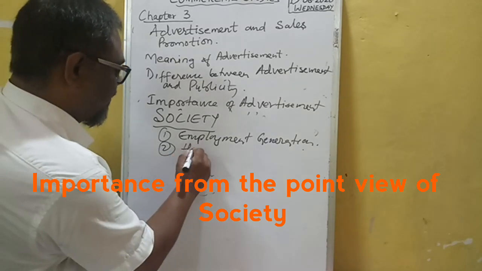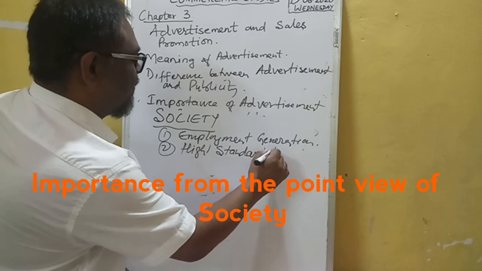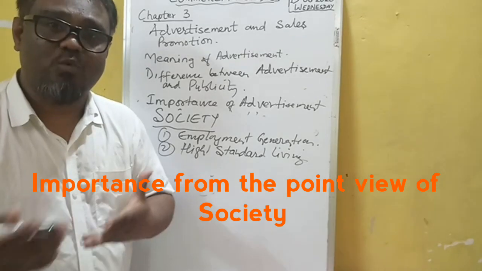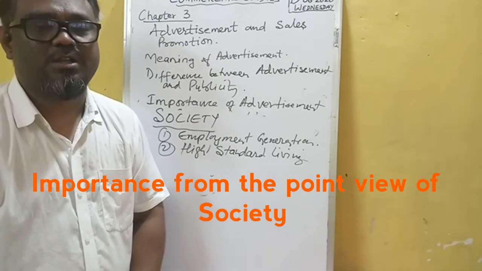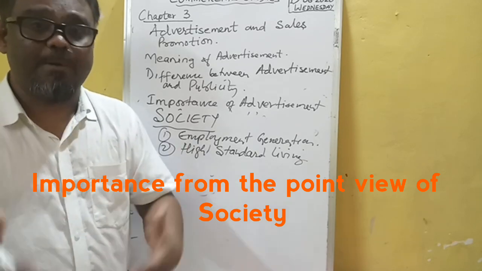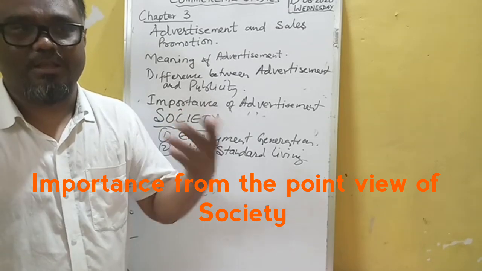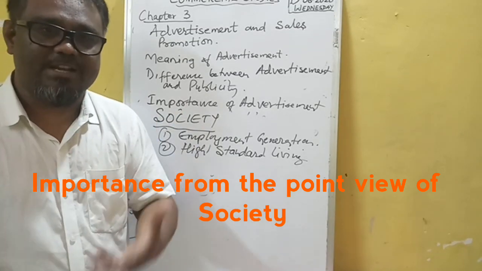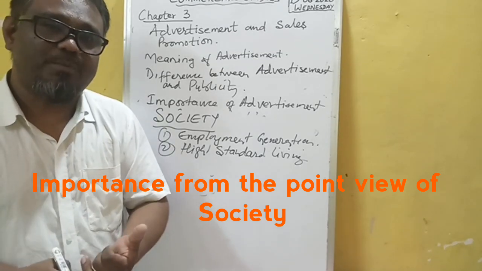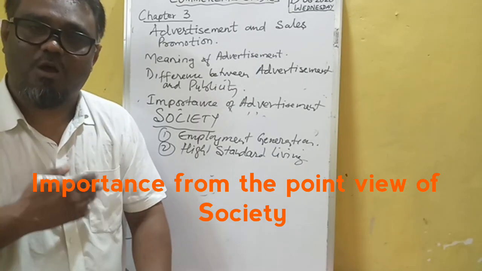Next, high standard of living. Because of advertisement, people get good quality goods, better quality goods, whatever type of goods they want. Whatever goods consumers like, they get at a reasonable price, and that will increase the living standard of the people. When people get employed, they get a salary and start earning. So their living standard will increase because of quality production and employment opportunity.